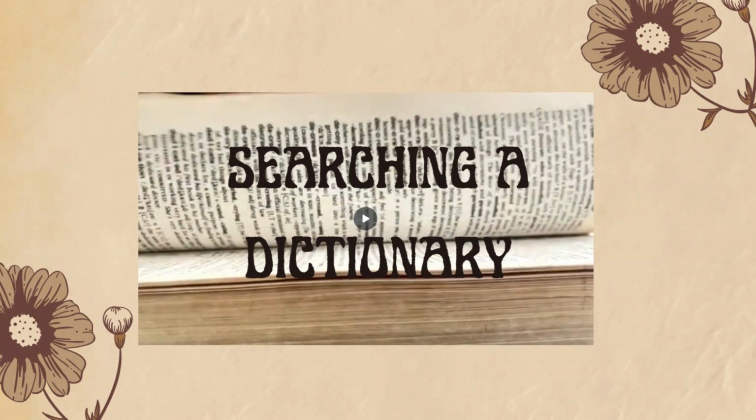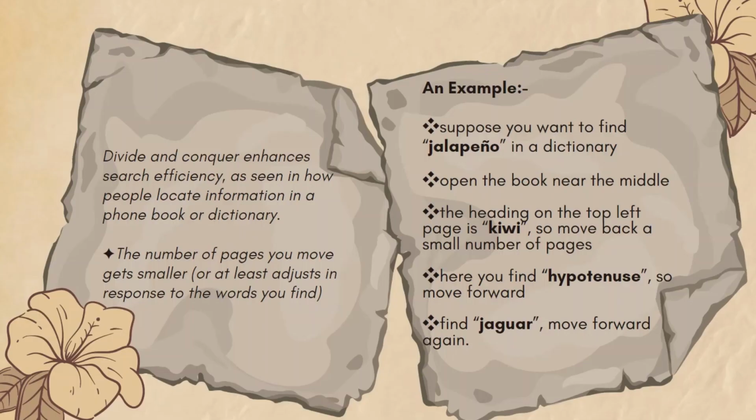Let's just move on. Searching a given word in a dictionary makes use of the divide and conquer approach without us even giving much thought to it. So let me start with an example. Assume that we are finding a word, maybe jalapeno, in a dictionary.